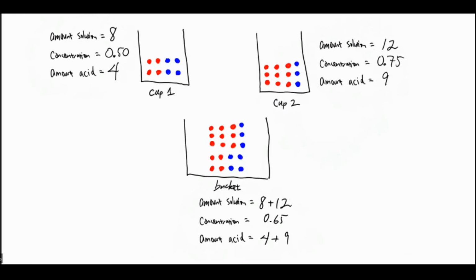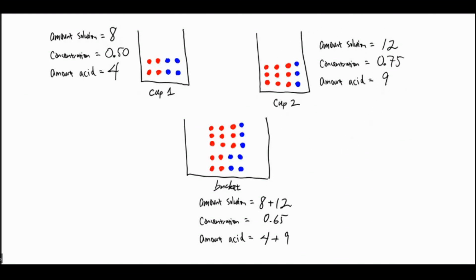Then it's important to keep in mind, as you're keeping track of the 9 quantities, that you'll apply the concentration equation to the 3 numbers that are part of the first container. You'll apply the concentration equation to the 3 quantities that are shown in the second container. You'll apply the concentration equation again here to the final bucket. The amount of solution from this cup and the amount of solution from that cup will total together and add to be the amount of solution in the bucket.